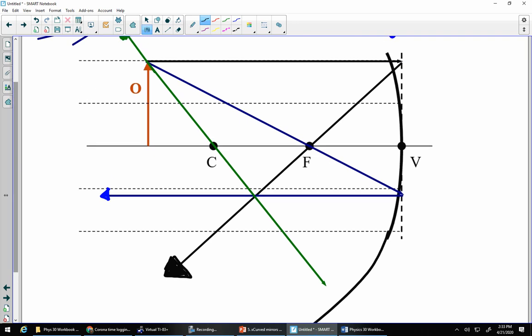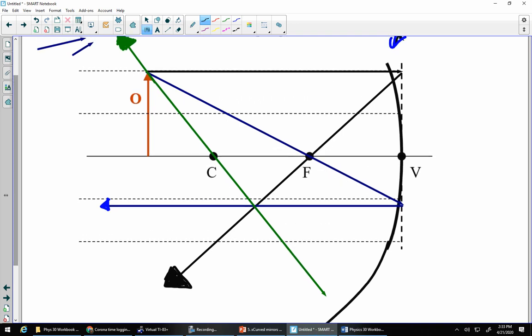To summarize, if we're going parallel to the principal axis, it reflects back through the focal point. If it goes through the focal point, it reflects back parallel. And then if it goes through the center, it goes back along the exact same path. Now, if we're trying to think about where we would actually see this, there's a lot going on right here.